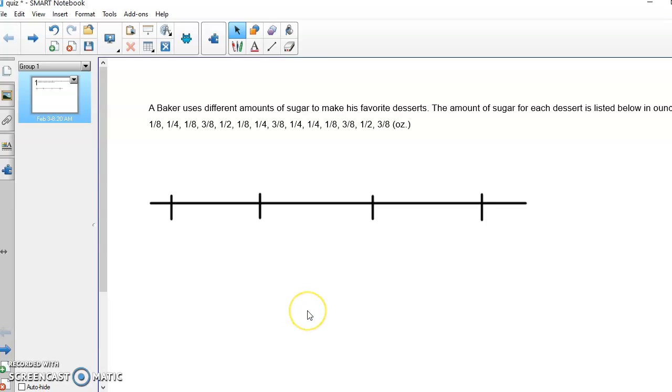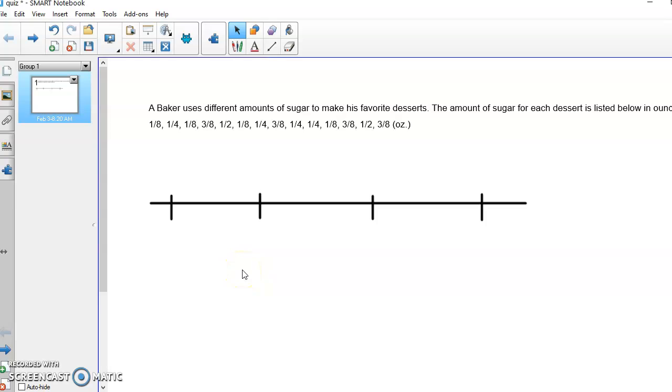So we have this example problem for today. It says a baker uses different amounts of sugar to make his favorite desserts. The amount of sugar for each dessert is listed below, and it's in ounces. So we have these different amounts, and we have our line plot here.